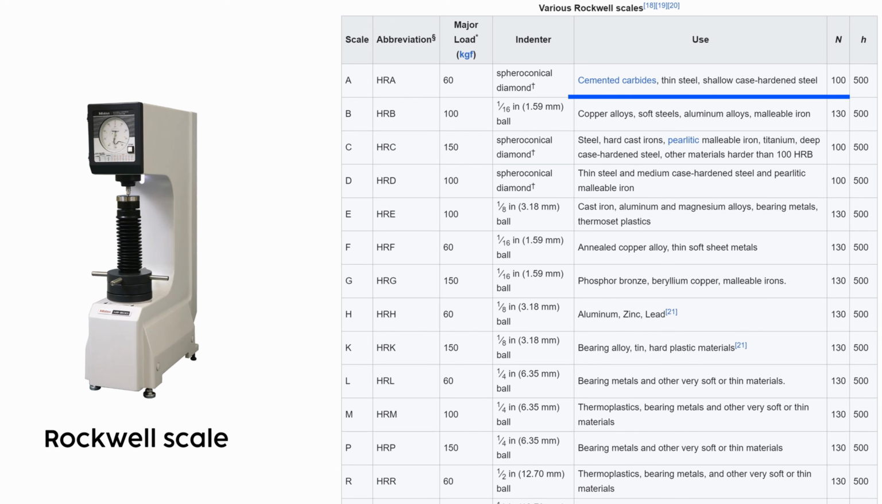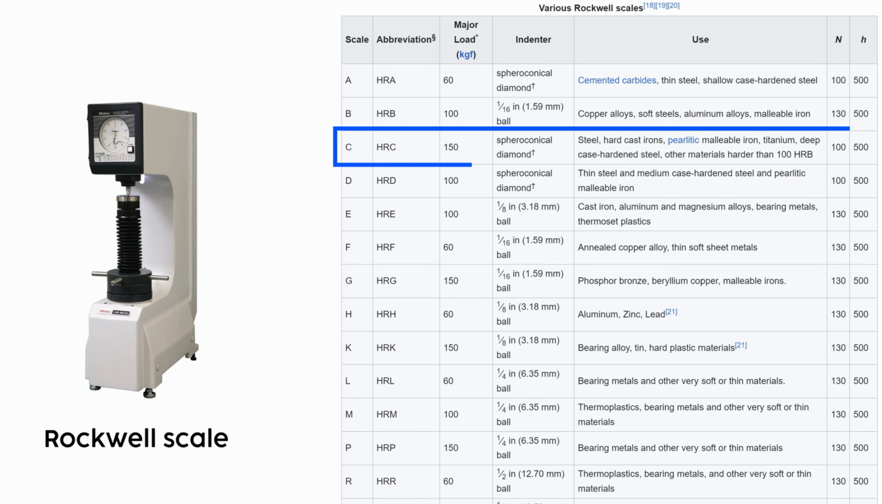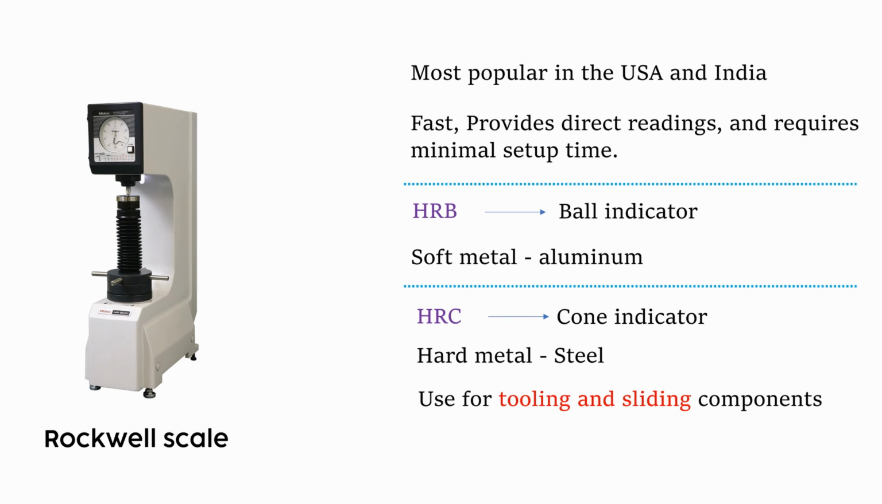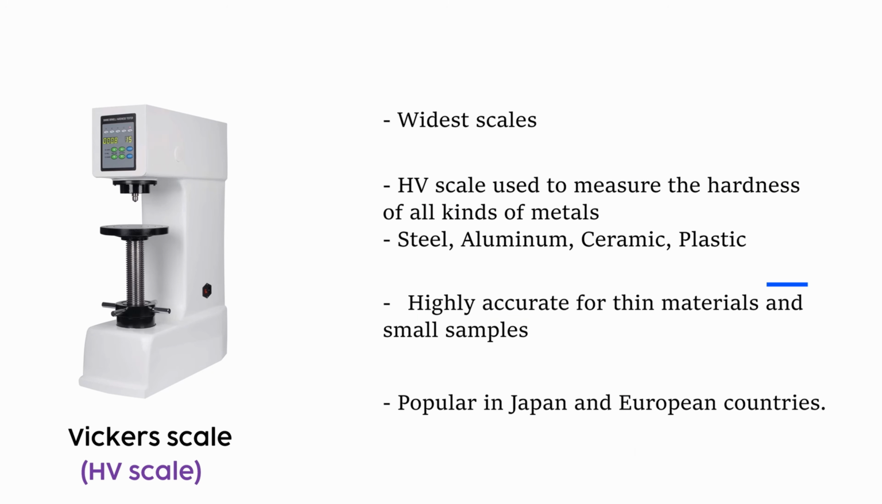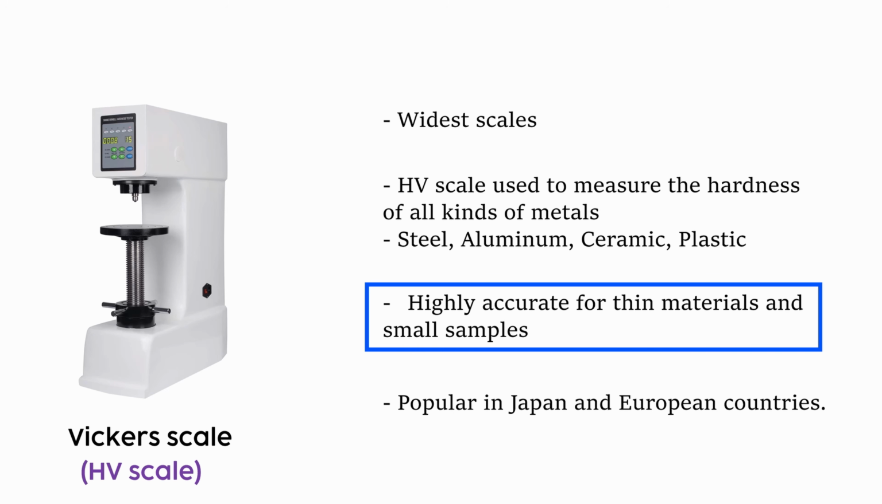For example, HRB is used to indicate the hardness of soft material, whereas HRC is used for hard material like steel, hard cast iron or other materials whose hardness is greater than 100 HRB. So we mostly use the HRC hardness scale for the tooling and sliding components made of steel. However, the Rockwell hardness test is not suitable for very thin material or a small sample. For thin steel materials, it is better to use the Vickers hardness scale, the HV scale.